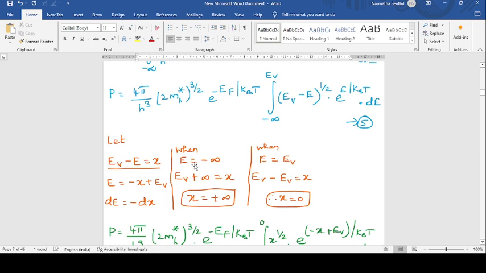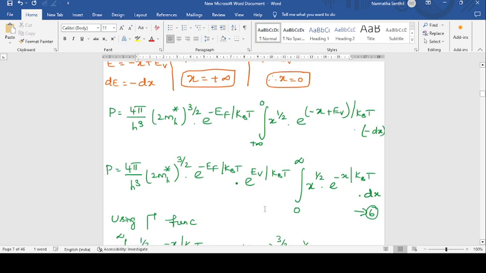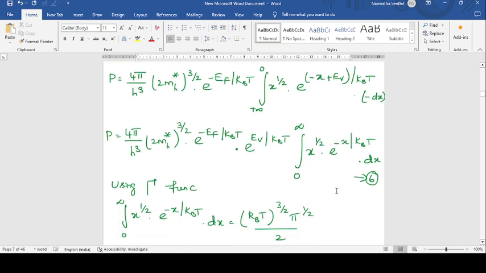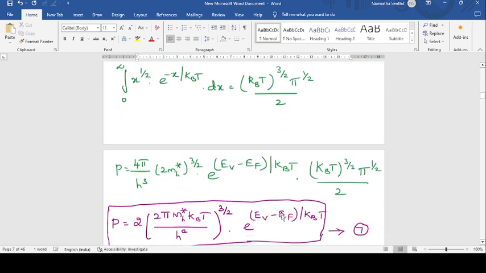For the limits, when E is equal to minus infinity, x is equal to plus infinity. Similarly, when E is equal to EV, x is equal to 0. Applying this condition to the equation, you will get P equal to 4π/h³ (2mh*)^(3/2) e^(−EF/kBT) e^(EV/kBT) times the integral between the limits 0 to infinity of x^(1/2) e^(−x/kBT) dx. Using the gamma function, which is a standard integral, the value of this integral is (kBT)^(3/2) π^(1/2)/2.